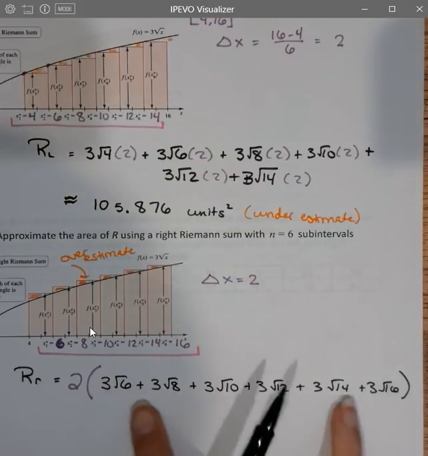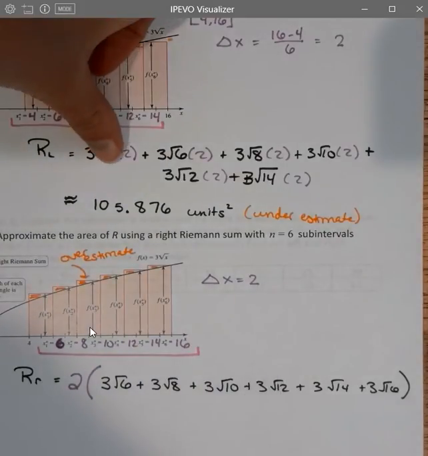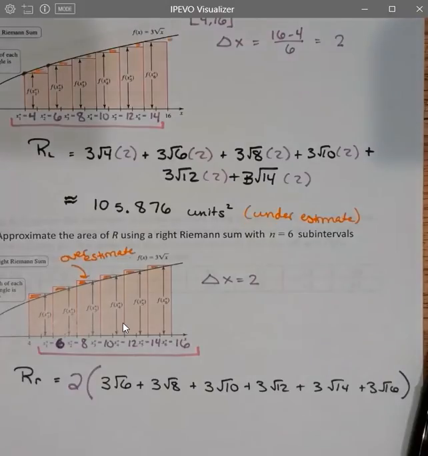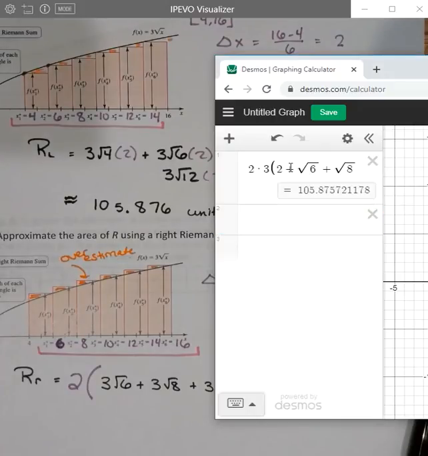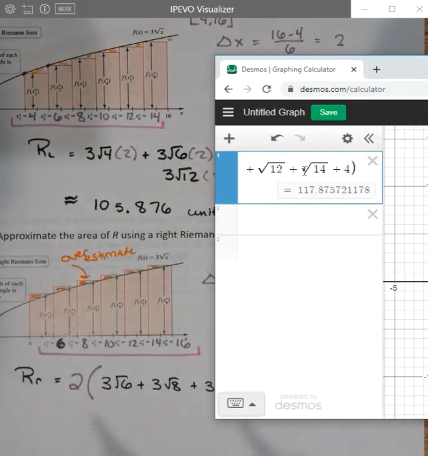Now, these are almost the same as the ones we had above. We do not have the 3 square root of 4. We do have the rest of them, then we have one more. That makes it easy to go back and just modify this line. I don't have the first one, and at the end I have one more, plus the square root of 16. And so this one comes out to be about 117.876 square units.